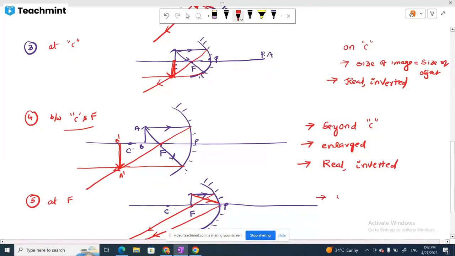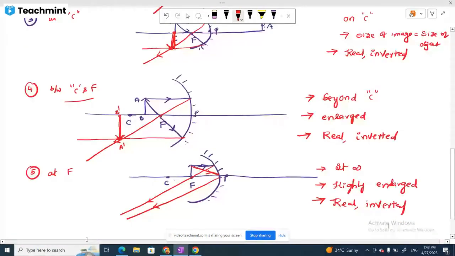Image at infinity. What about the size? Highly enlarged. Size is bigger, a highly enlarged image. Next, what is the nature? A real and inverted image. Okay. Next, the last case.